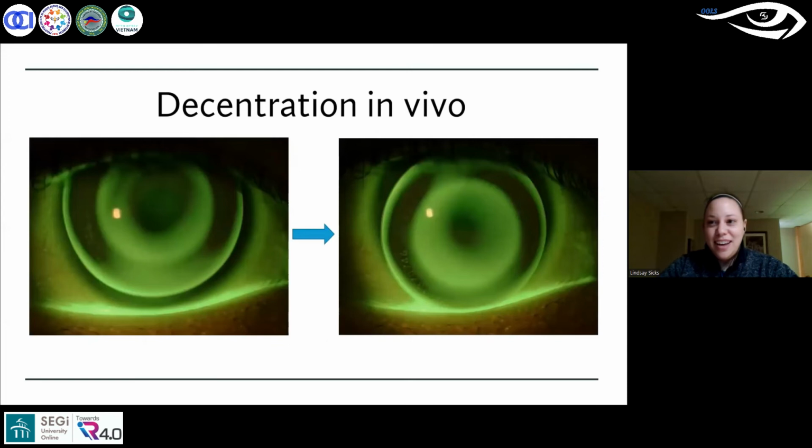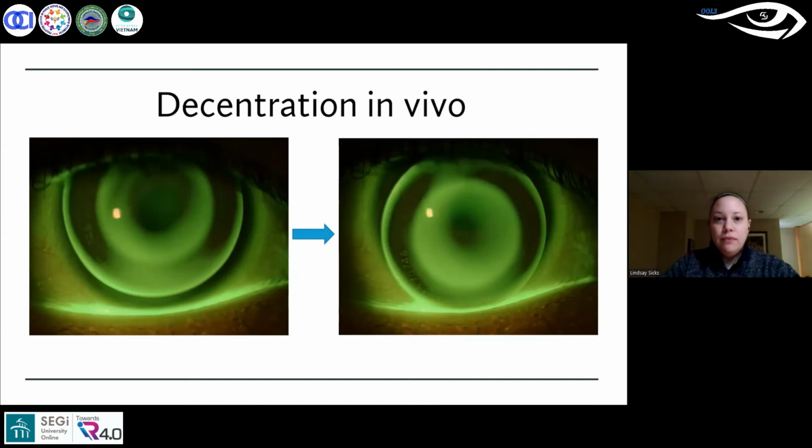And I say this also knowing photography just gives you one point in time. And so if you're taking a picture of a lens fit, depending on where you take it, on the left here, this lens could look fairly well centered. Obviously, there's some leaking of fluorescein in the vertical meridian. But if you wait a second and that lens drops, that lens is decentered.